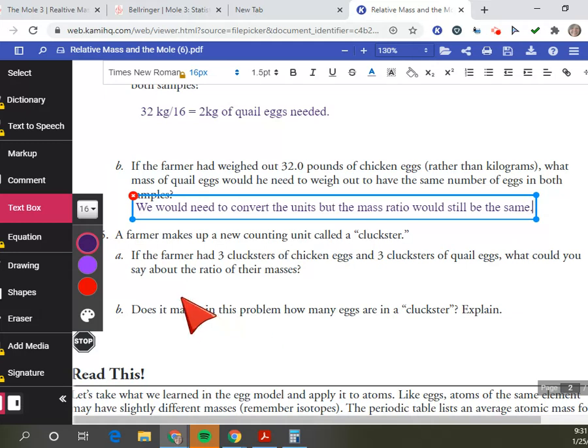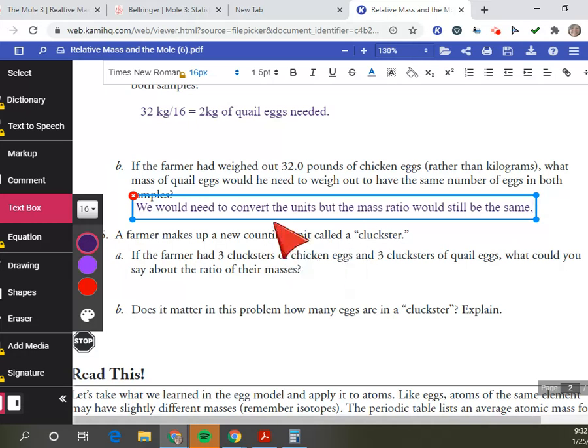So this one's a thinker, this last question. A farmer makes up a new counting unit called a cluster. If the farmer had 3 clusters of chicken eggs and 3 clusters of quail eggs, what could you say about the ratio of their masses? Now remember, this is a counting unit. So if I'm counting them, is their ratio of masses still going to be the same?